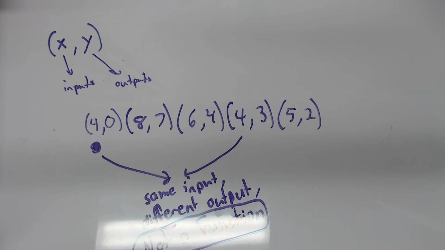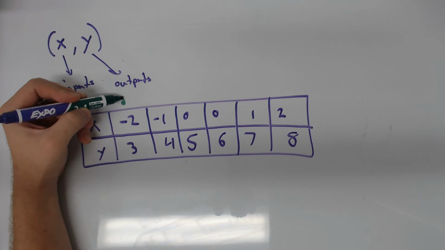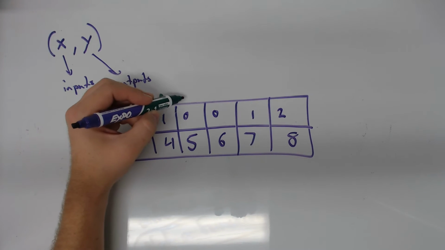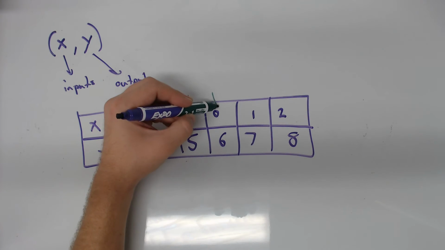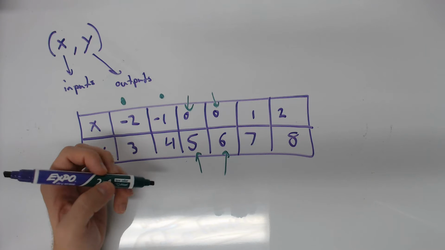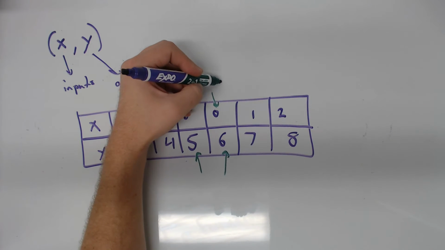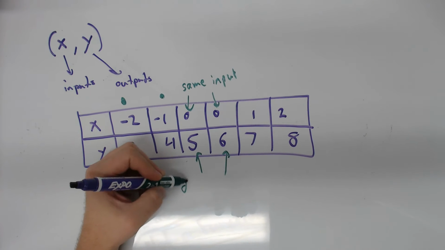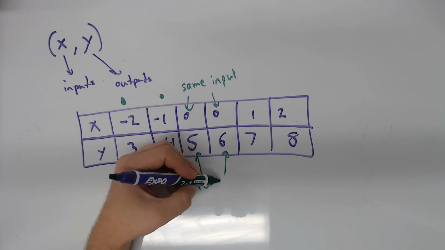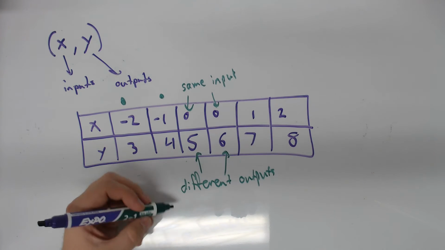So let's look at it as a table. Same rules apply. We're still playing the same function game. No other -2's, no other -1's. We do have 2 zeros. So we have to check the y's. If the y's match, we're okay, but these don't. Same input, different outputs. Not a function.